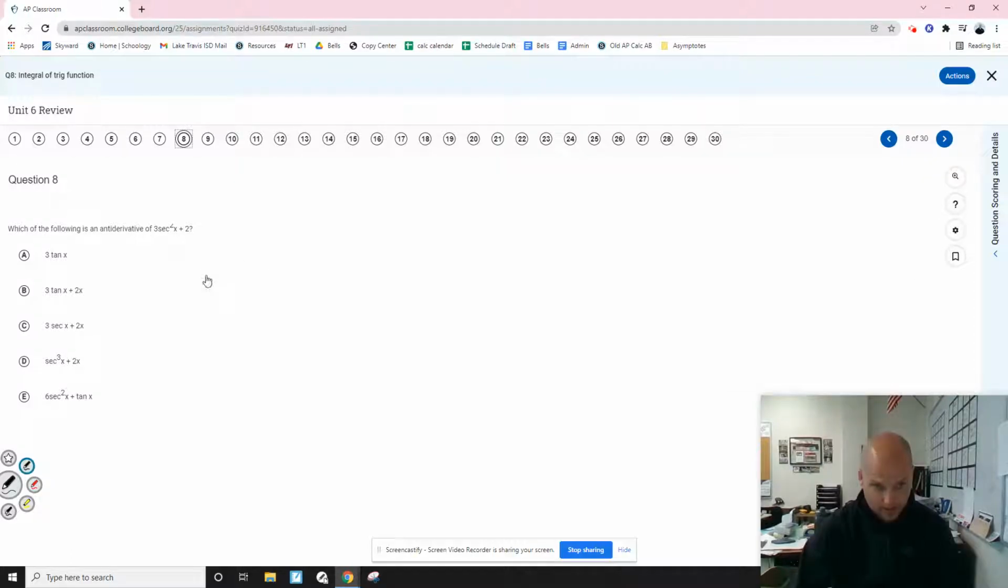Antiderivative of 3 secant squared x plus 2. 3 tan x plus 2x. Not plus 0, plus 2x. A lot of people will have that because it's tough. Some people remember the derivative of 2 is just 0, so 2 always goes away. But no, the antiderivative is that. Should have a plus c here, but you don't see any additional things there.